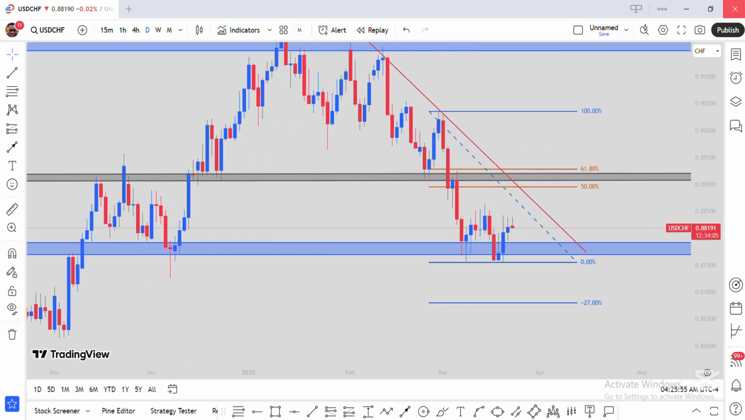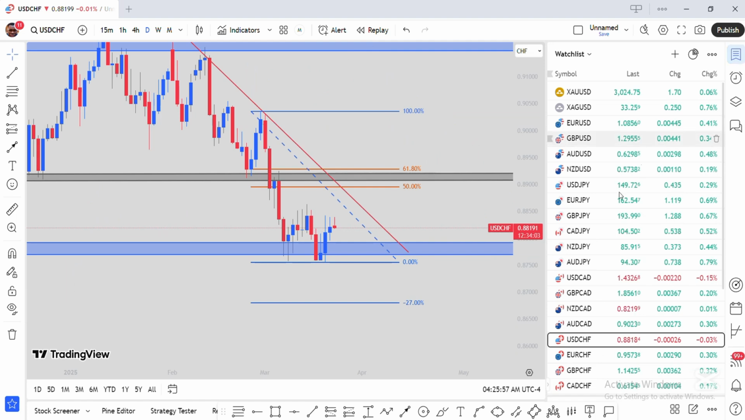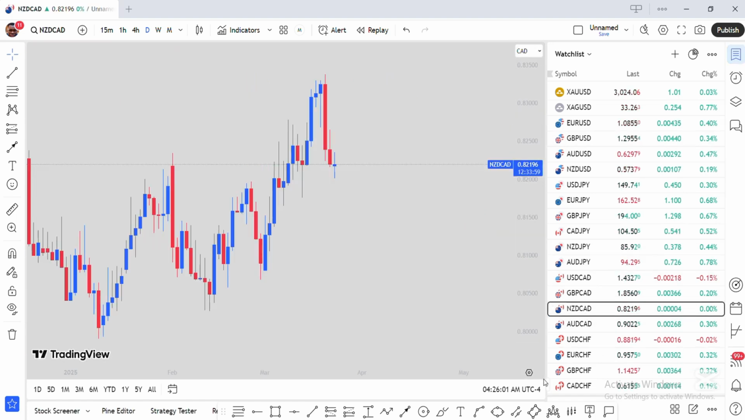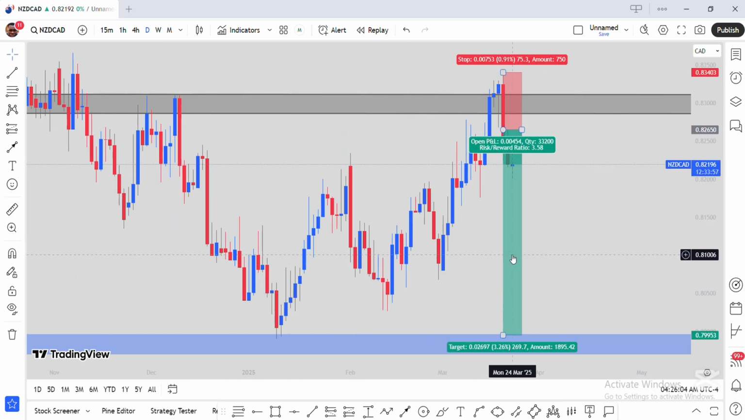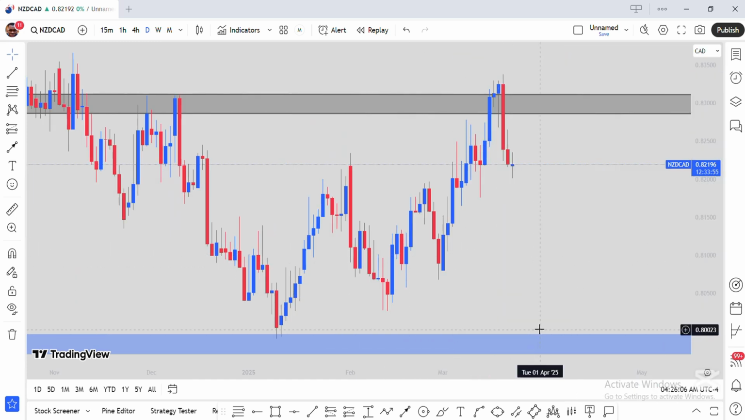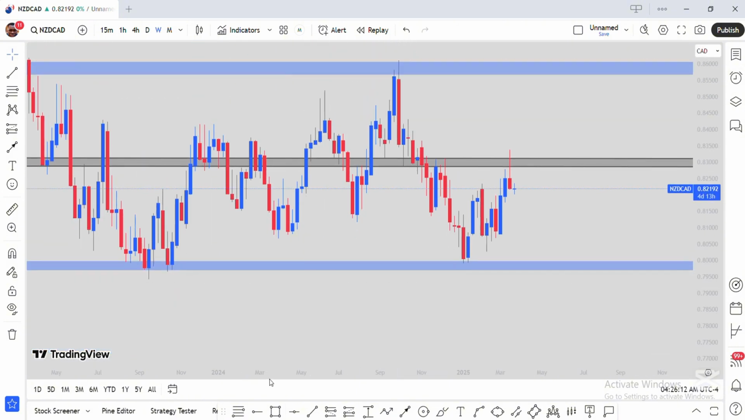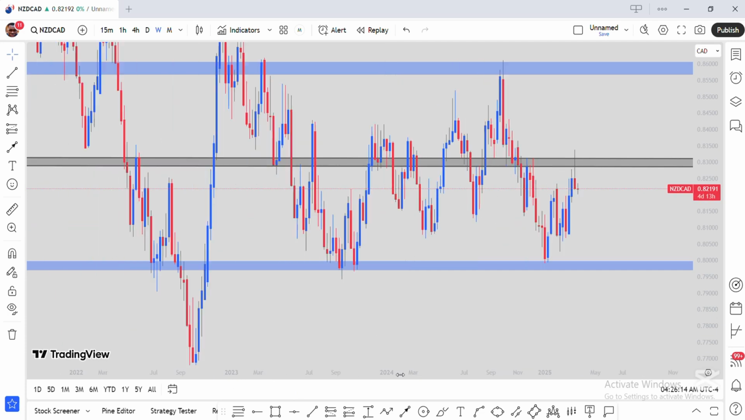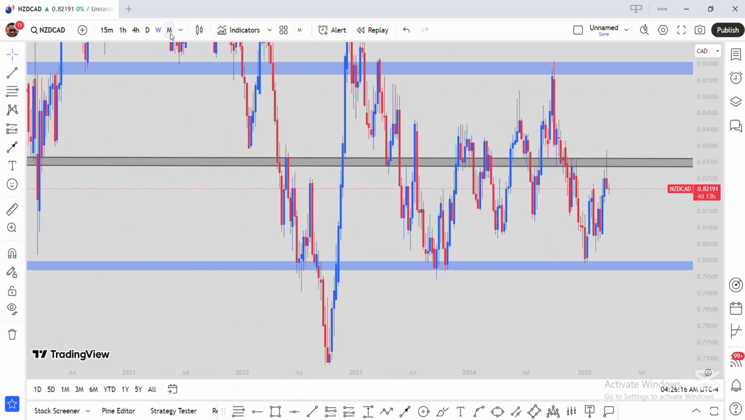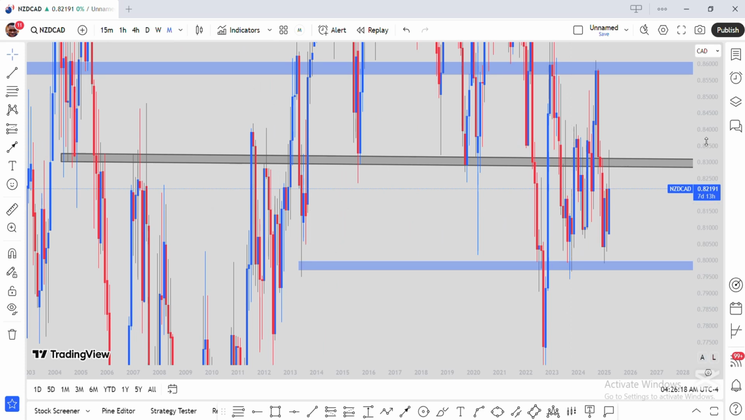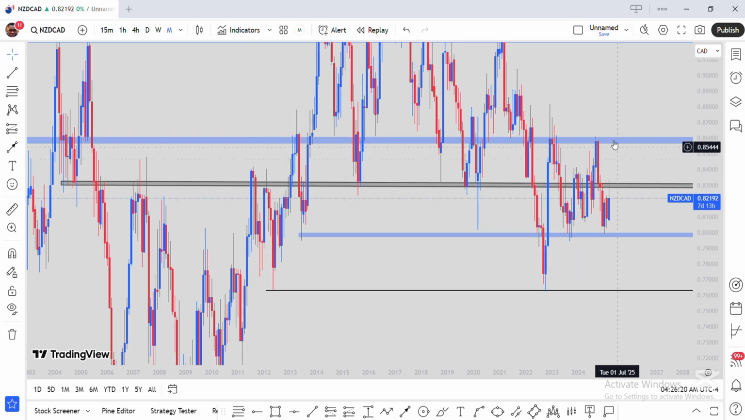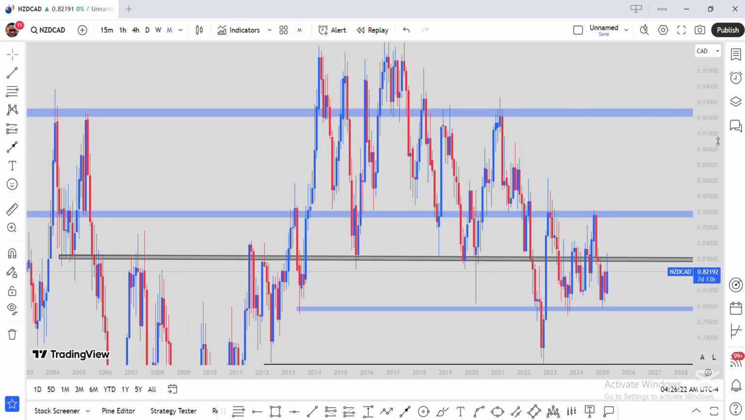So to the last pair, the last pair is New Zealand, NZD CAD. I'm already short on this trade, but let me show you guys how I got into this trade. The direction of the market, like I always do, I always go on the weekly and on the monthly time frame to check the direction of the market, so that way I will know where price is heading and I will be able to trade in that direction.